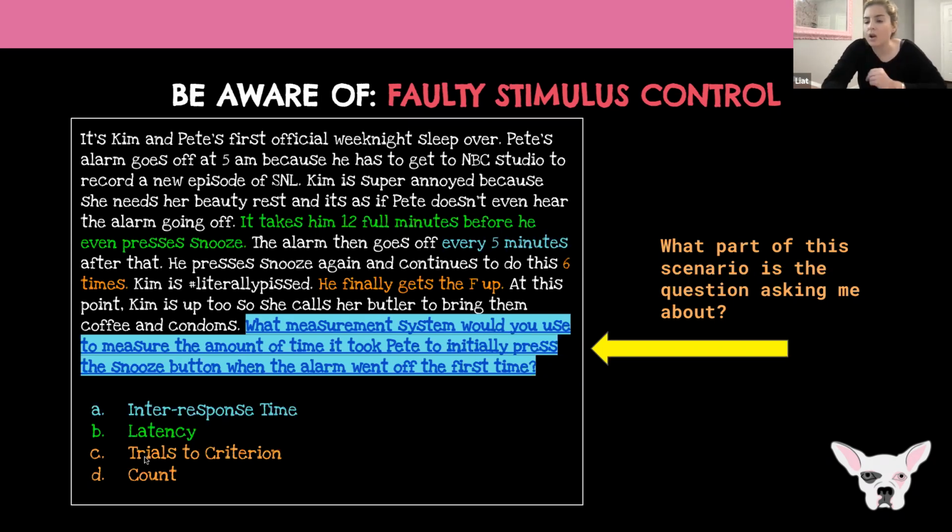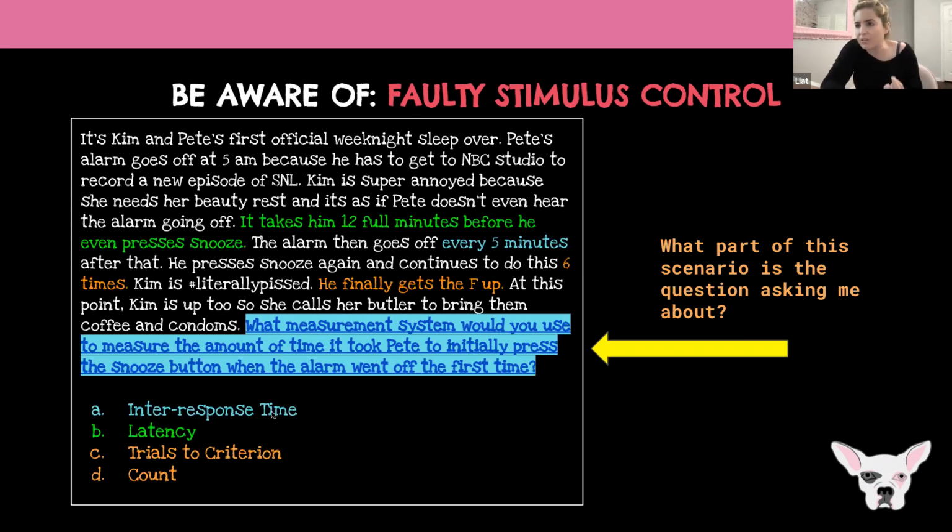Now, either of these two answers, I'm not really sure where they were trying to go with this. He presses snooze again and continues this for 6 times. That could either be count, or it's like, okay, it's 6 times till he finally gets up. So I guess he meets the criteria. I don't know where they want to go with that, right?